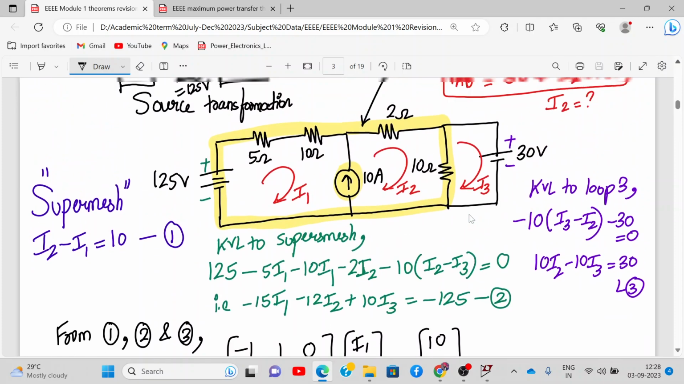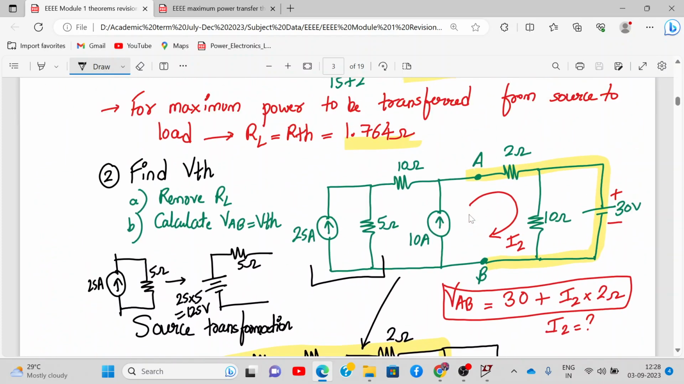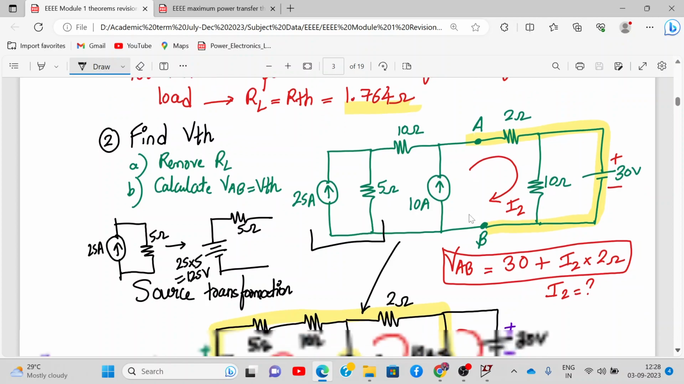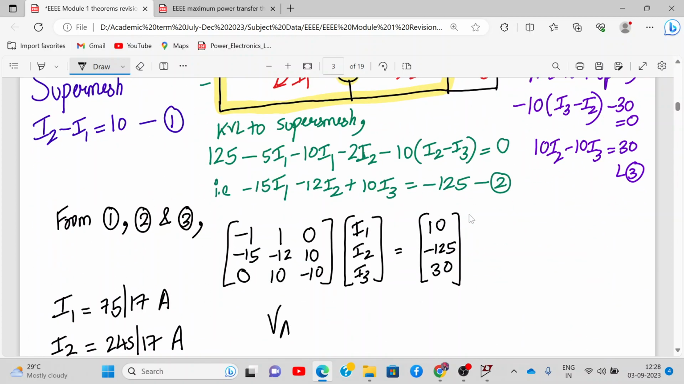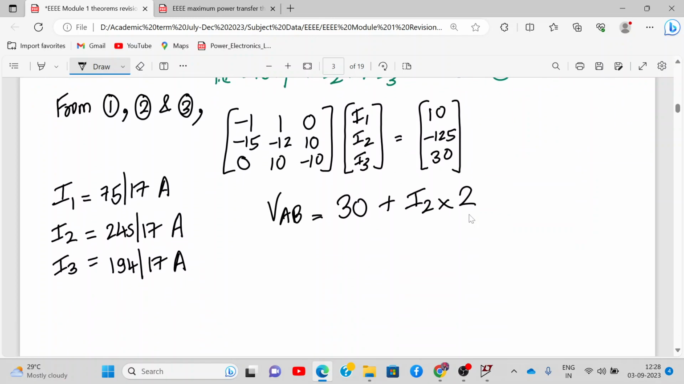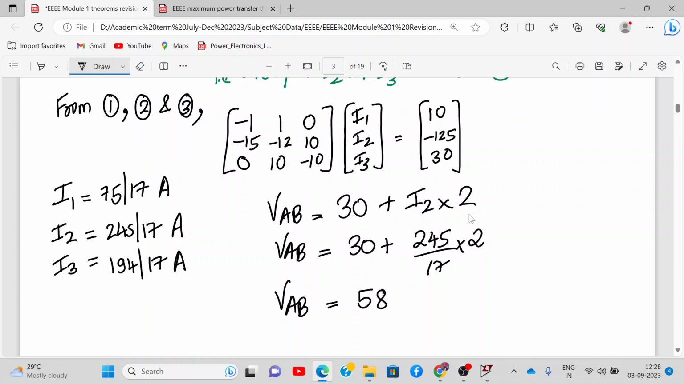Now what to do with this? You have to put it in VAB. VAB is 30 plus I2 times 2 ohms. So VAB is 30 plus I2 into 2 ohms. So let's substitute the values over here. VAB is 30 plus I2, which is 245 by 17, into 2. So let me know the value of VAB. Is it 58.82? Just cross check.